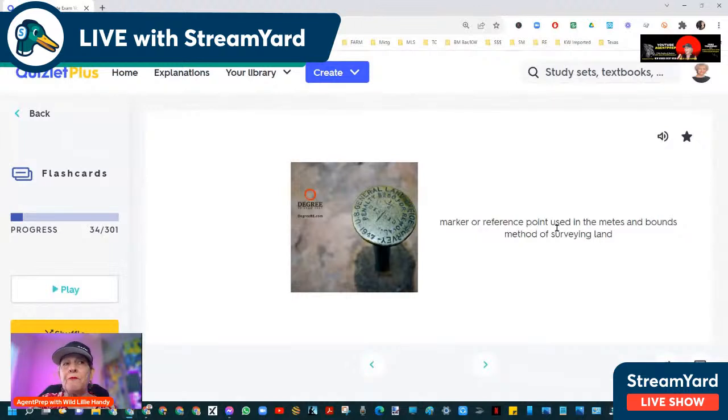Marker or reference point used in the metes and bounds method of surveying land. So in Texas, we use metes and bounds with a survey. So what is that marker or reference point used in the metes and bounds method of surveying land?